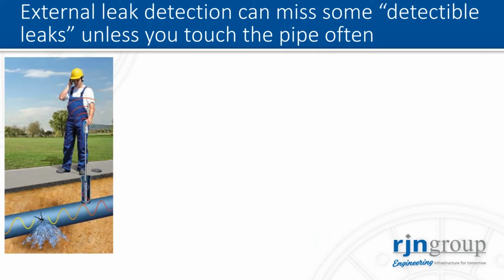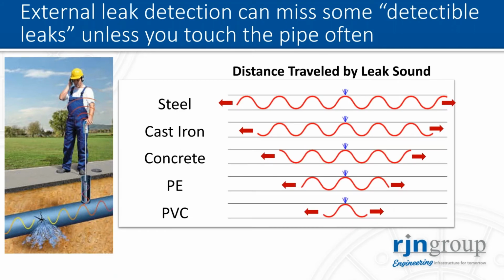So external leak detection is used a lot. It's a fantastic tool. We can find a lot of leaks, but sometimes we can miss these detectable leaks unless you touch the pipe often. So it's typically not a problem for some of the harder materials. So steel, cast iron, concrete, these are materials that facilitate really high transmission of the sound.